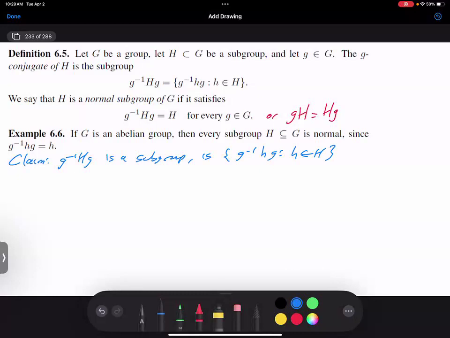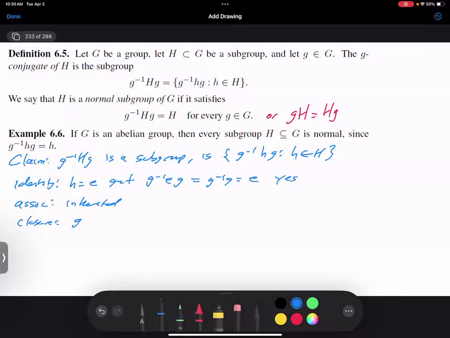Okay, so the first is the identity. If we take h equals e, we get g inverse e g, which is just g inverse g, which is e, yes. So the identity is in it. What about associativity? Inherited. What's next? Closure.